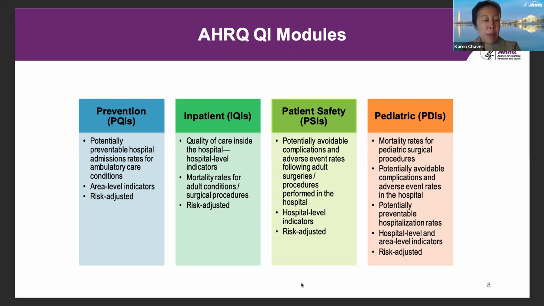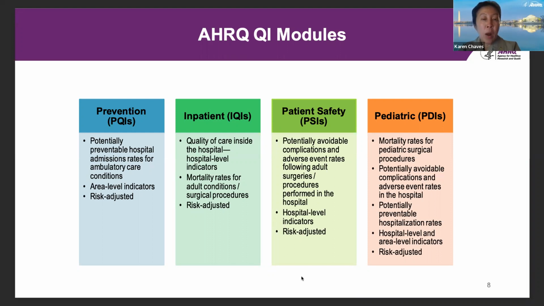The IQIs, the inpatient quality indicators, are for adults only. They cover mortality, morbidity, and utilization and volume. This set of measures cover a range of measures that are often used in public reporting efforts and are risk adjusted. The patient safety indicators, PSIs, focus on potentially avoidable complications and adverse events during surgeries and procedures. Some of the examples include avoidable complications, such as pressure ulcers and postoperative sepsis.